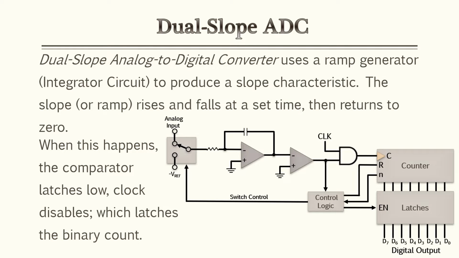The second analog to digital converter is known as the dual slope. Now this one's a little more confusing and complex. However, it's actually very common and used in digital voltmeters. The dual slope analog digital converter uses a ramp generator or an integrated circuit to produce a slope characteristic. This slope rises and falls at a set time, then returns to zero. When that happens, the comparator latches low, the clock disables, which latches the binary count. So in a sense, it's counting how many steps this integrator ramps up, logs it, and latches it, and that'll be your output, and then it resets, and it continues doing this. So it basically keeps sloping up and then resetting.